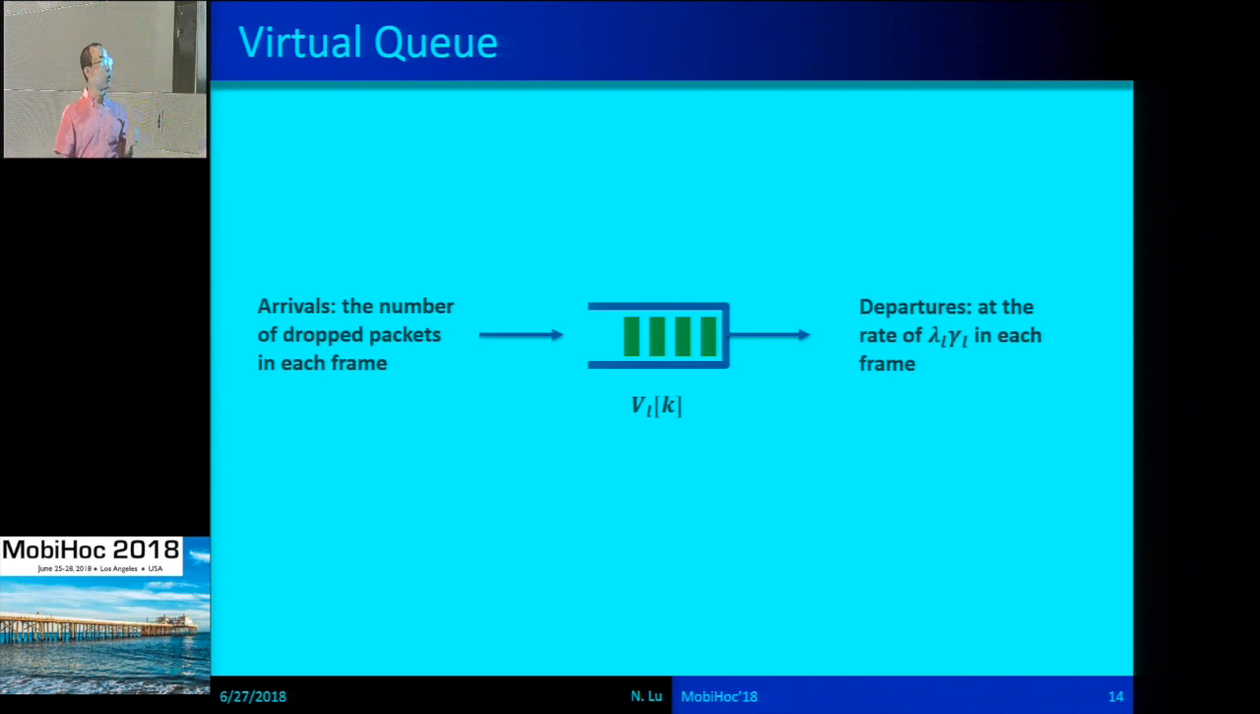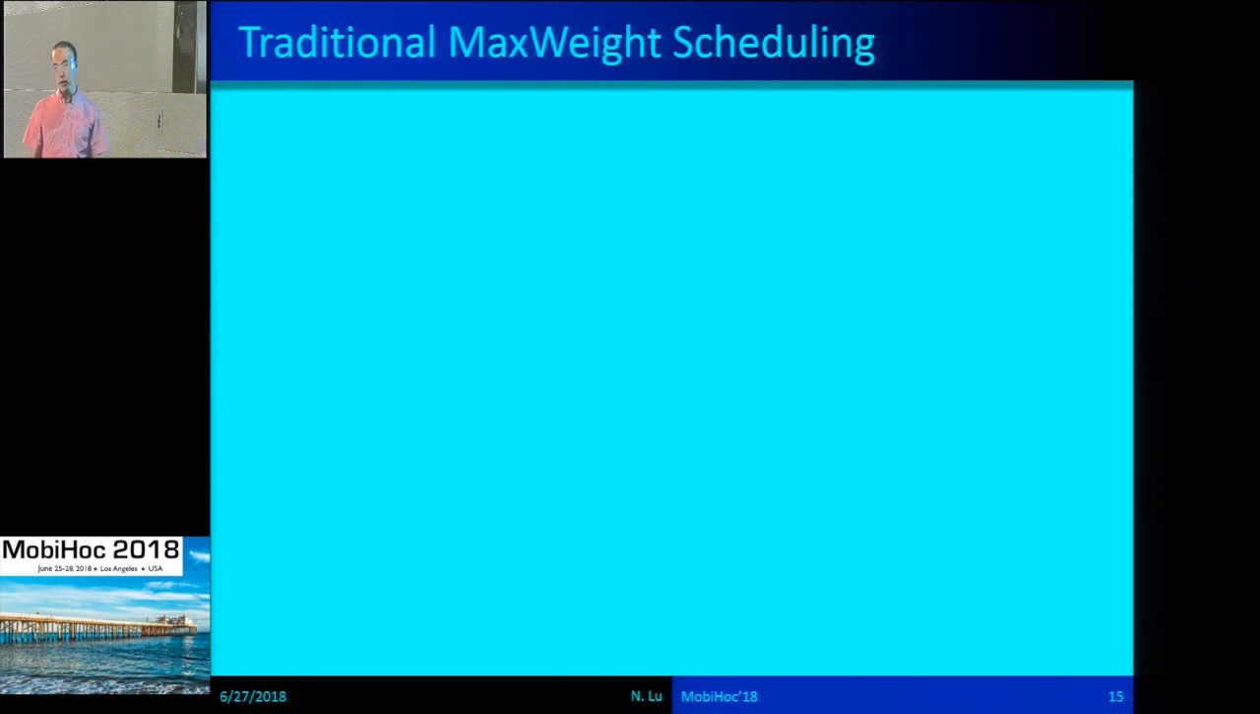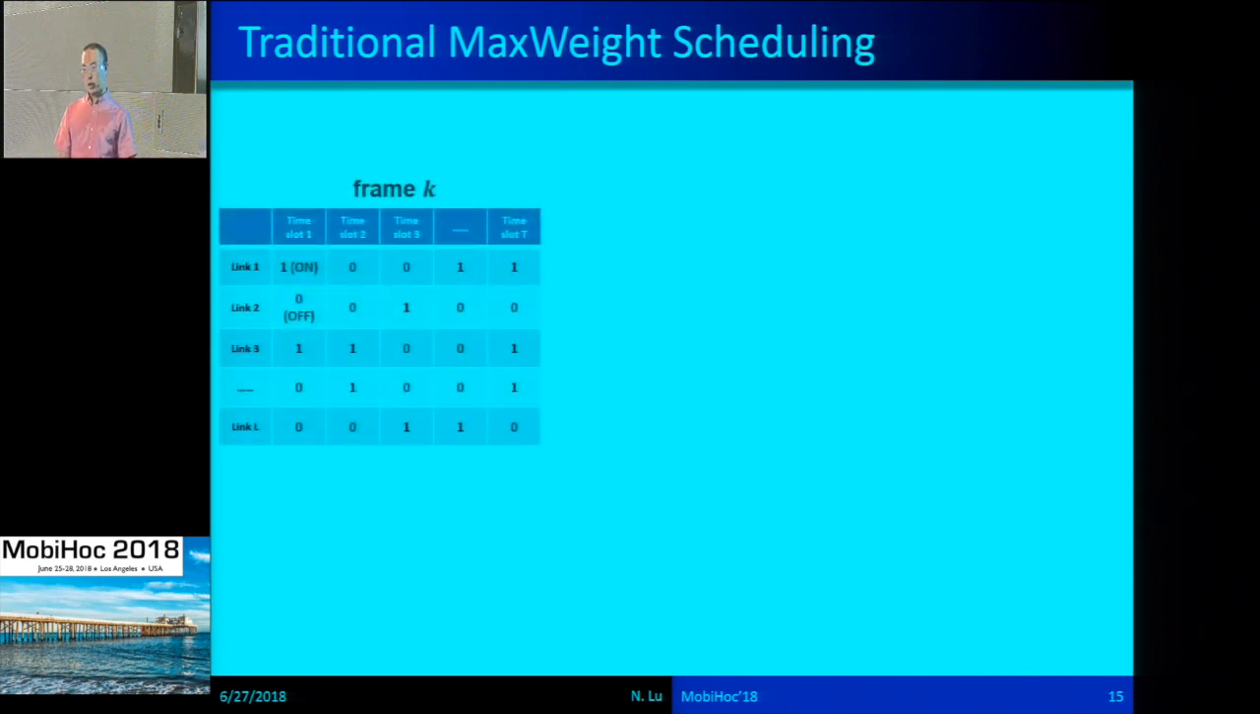If anything is positive within the queue, that means a deficit in the required timely throughput. So we keep track of the deficit, and the intuition is that a link with a larger virtual queue length has to be scheduled more often to reduce its queue length. This brings us to the traditional MaxWeight real-time scheduling, which picks the schedule with maximum weight in each frame.